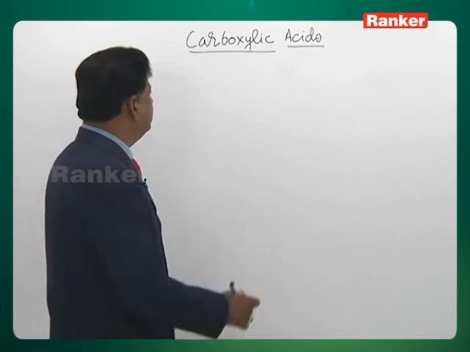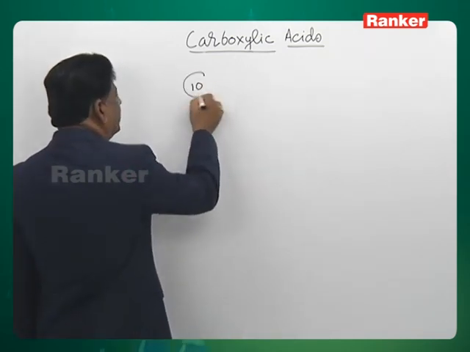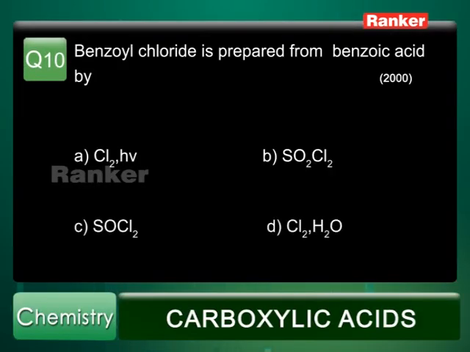So let's go for question 10. The question is: benzoyl chloride is prepared from benzoic acid by which of the reagents? The first reagent is chlorine and UV light. Second is SO2Cl2, known as sulfuryl chloride. Third option is SOCl2, known as thionyl chloride. The last option, D, is chlorine and water.